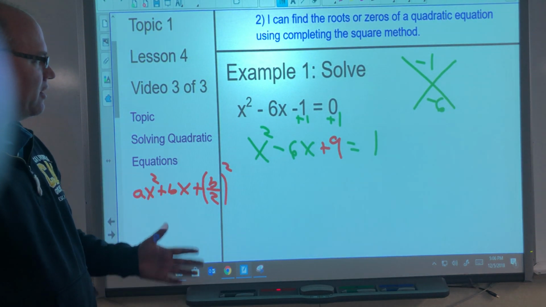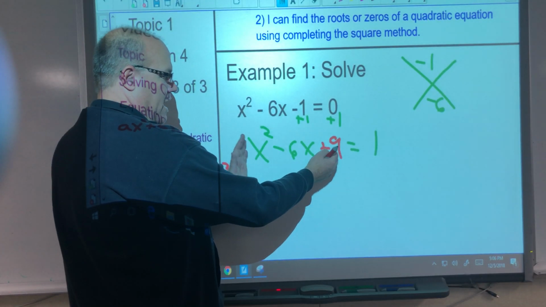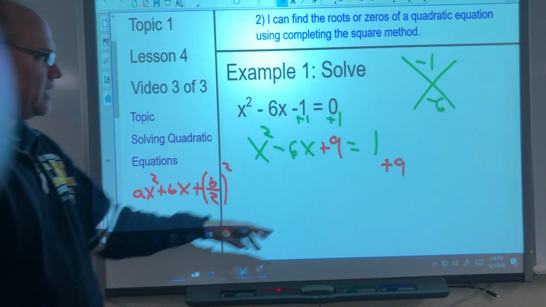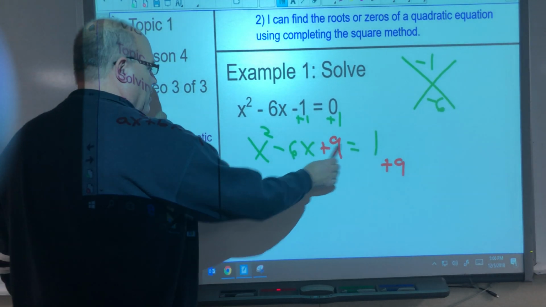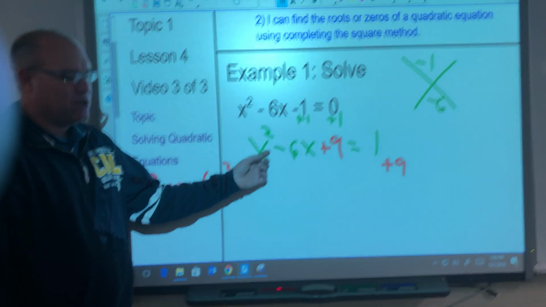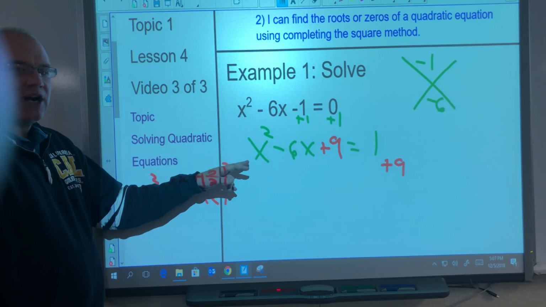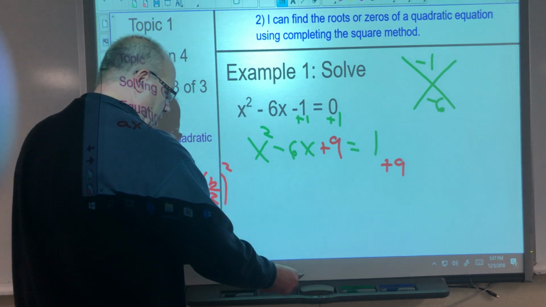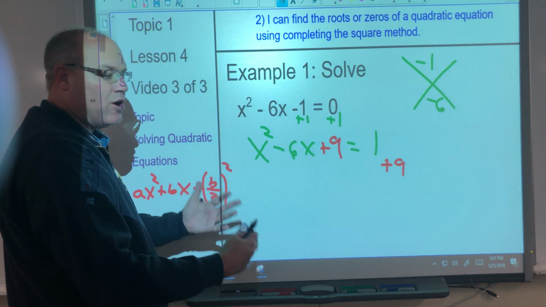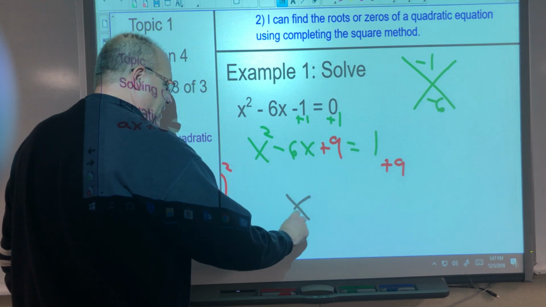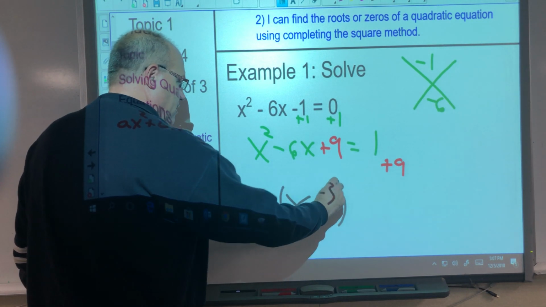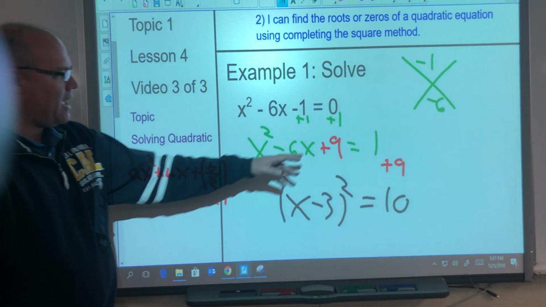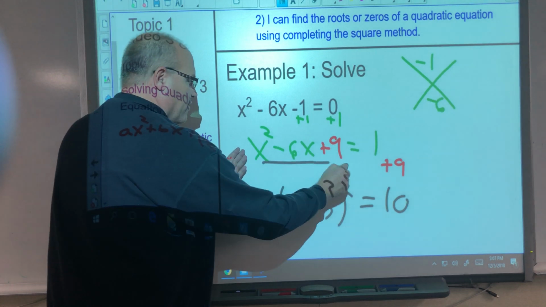Okay, now this is an algebraic equation, so what you do to one side of the equation, add 9 here, I must also add 9 on this side of the equation. Okay? So why do we do this? Well, we learned that when you complete the square, we make a perfect square trinomial. And if I factor this, I get x minus 3 squared. I get a binomial square. So I'm going to get x minus 3 squared equals 10. I added the 9 to this side, and then I factored this.